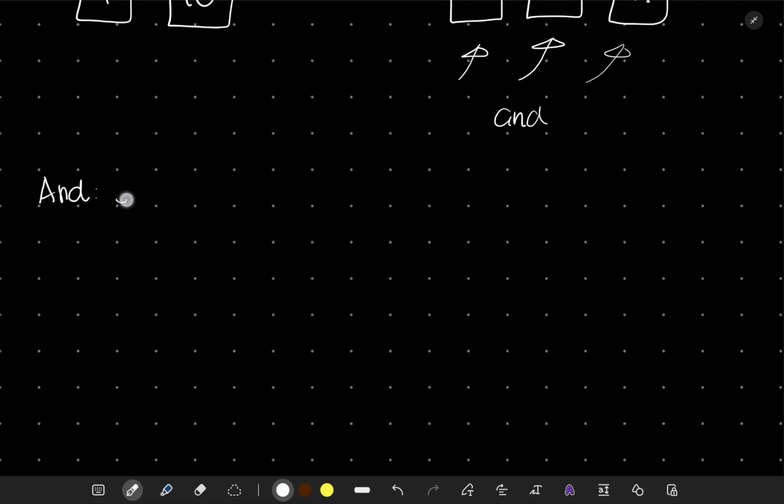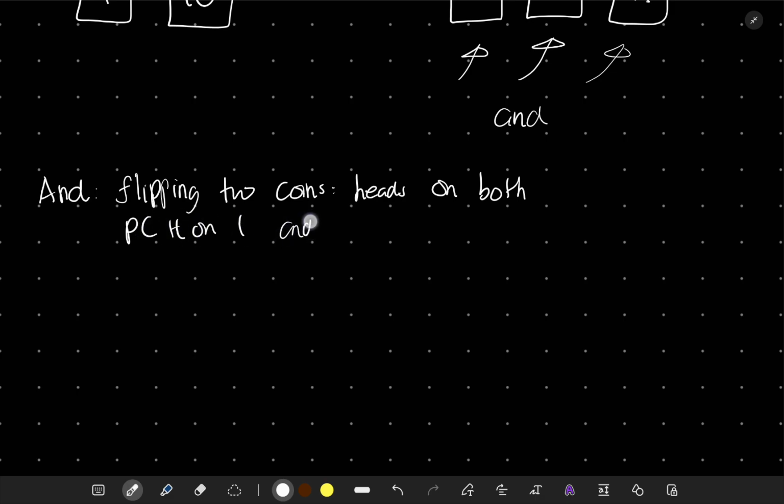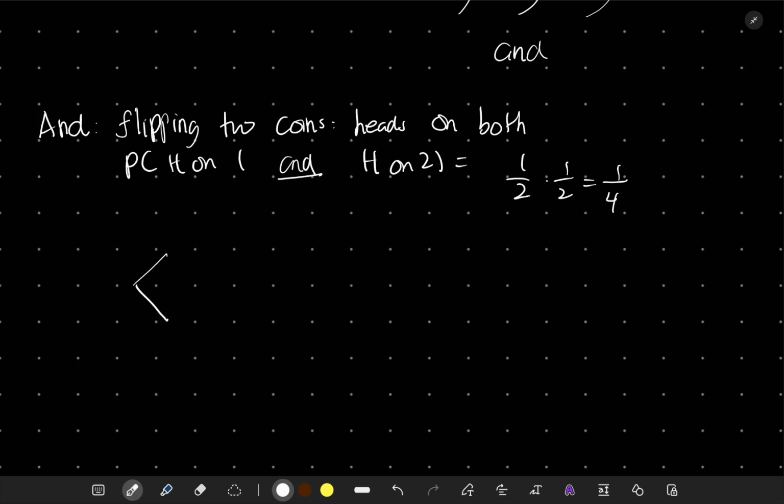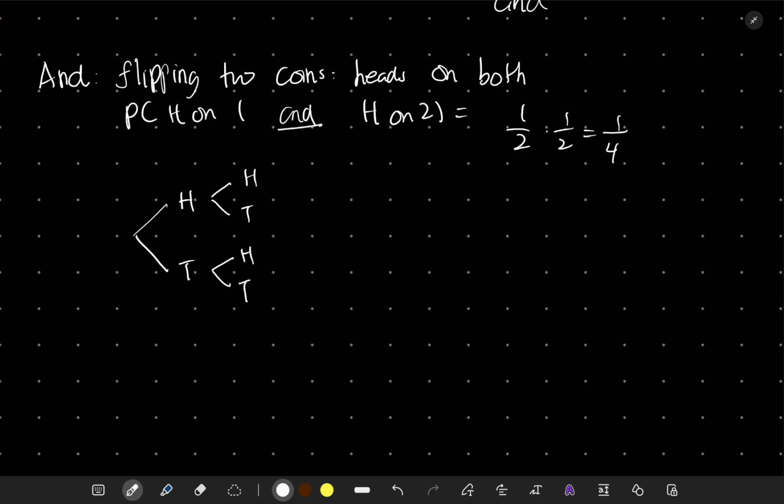Let's consider the example of flipping two coins, and getting heads on both. For the first one getting heads, it's heads on one, and notice I'm going to put and heads on two. With this one, I'm going to do 1/2 times 1/2 to give me 1/4. And we can see that with the probability tree. For the first coin, we have heads and tails. That branches off to the second coin, also getting heads and tails. Notice getting heads on both would just be one of the branches, which makes sense to be 1 out of 4. So we already touched a little bit on what and can look like based on a probability tree.